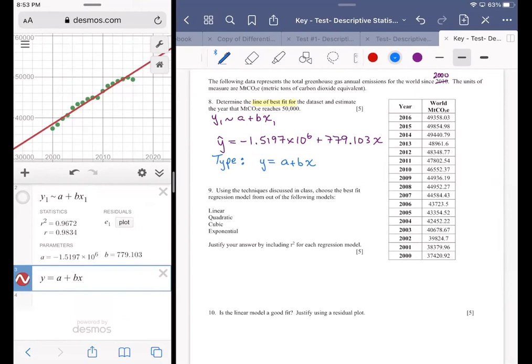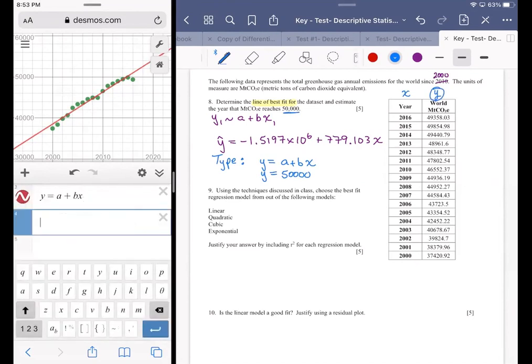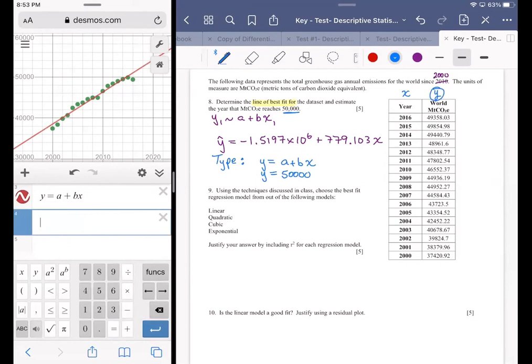Then we also type in y equals 50,000, because we want to know when the metric tons of carbon dioxide equivalent gets to 50,000, which is a measure of the y value. These are our x values, these are our y values. We want to know when the y values are going to get to 50,000. So I type in y equals 50,000.